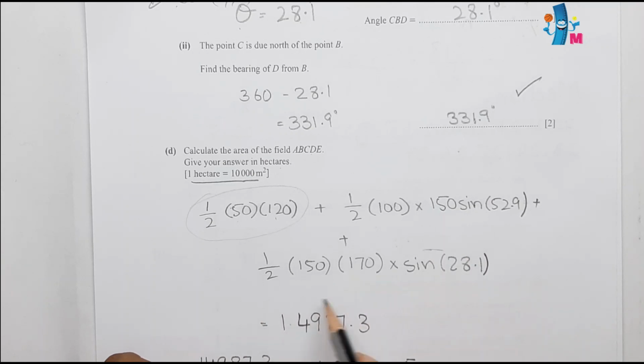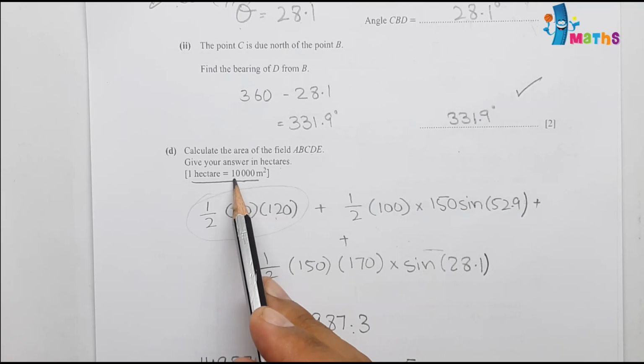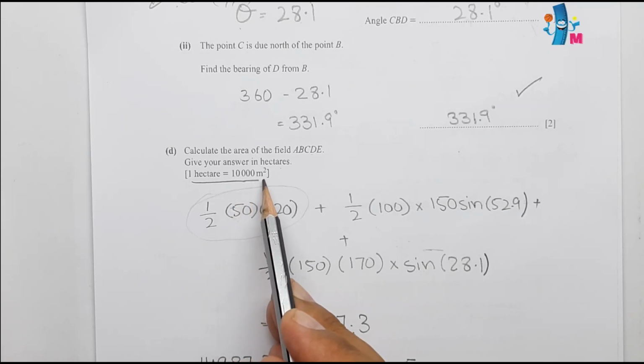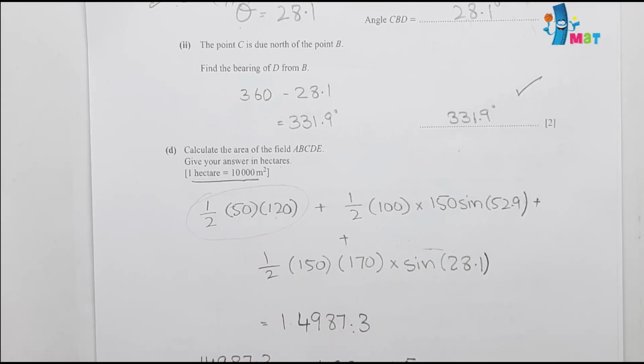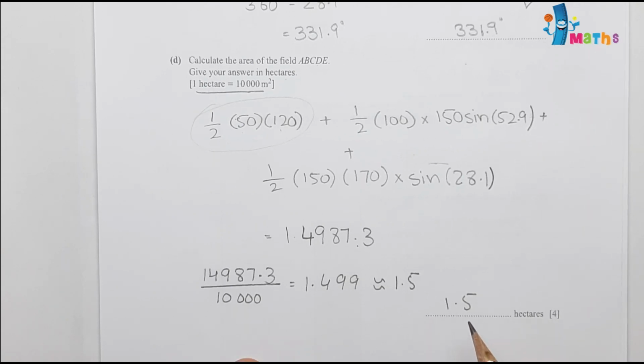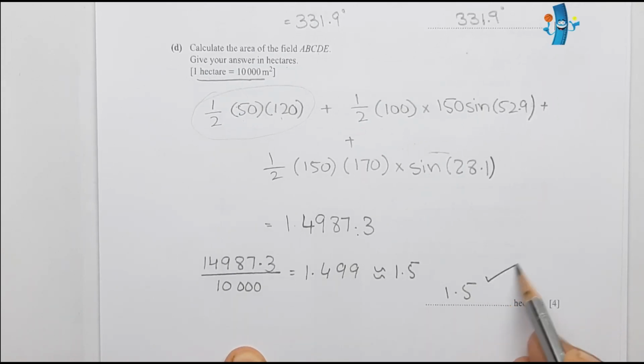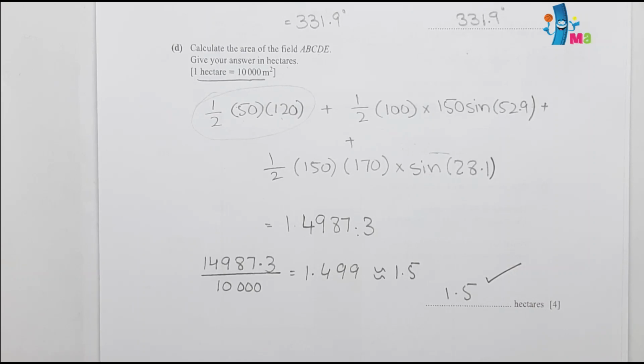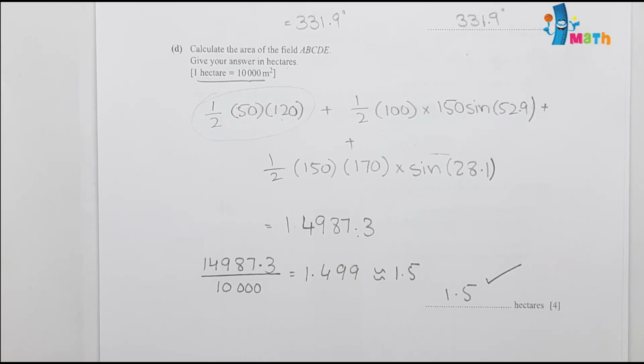If we calculate with the calculator, we'll get 1.49873. To convert into hectares, they have given us the conversion: 1 hectare is equal to 10,000 meters square. So this will be divided by 10,000. We'll get 1.499, approximately equal to 1.5. So 1.5 hectares will be the answer to this part.